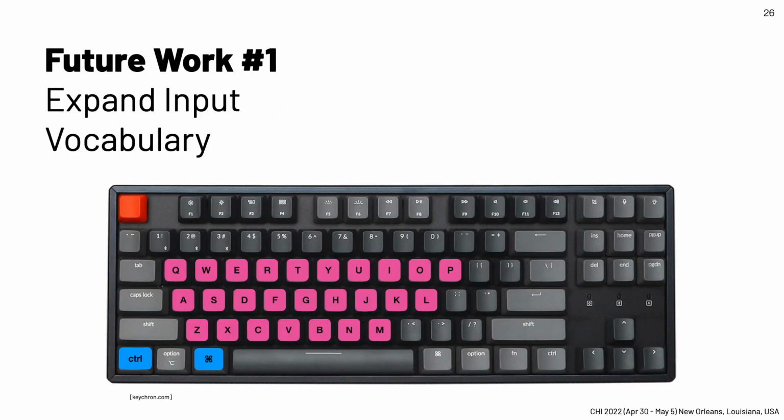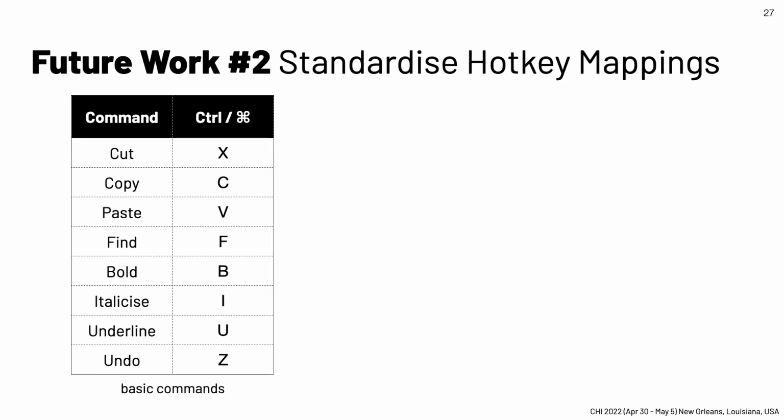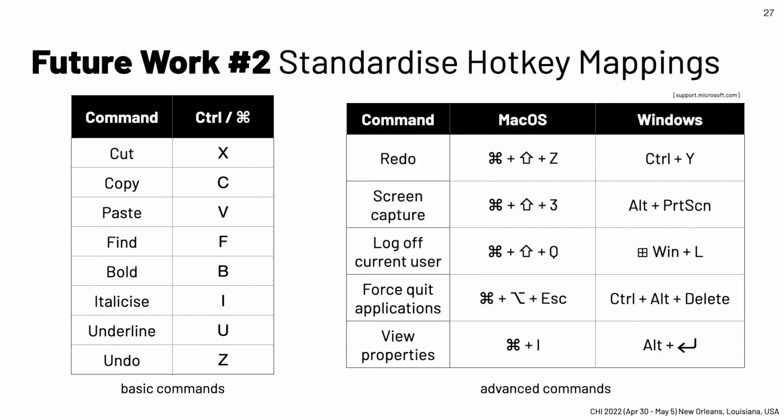All of our 4 studies have only been utilizing one modifier key. It is a feasible direction for future work to expand the input vocabulary of Softcuts by exploring the effects of nesting additional modifier keys like option or function. Another future work is to standardize hotkey mappings comprehensively. While basic commands like cut, copy, and paste have been implemented without discrepancies, there is room for improvement for other more advanced commands.